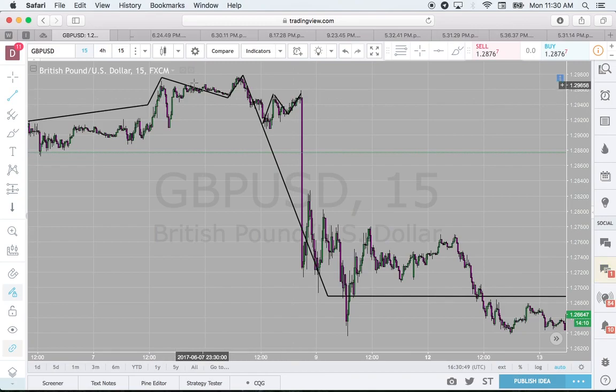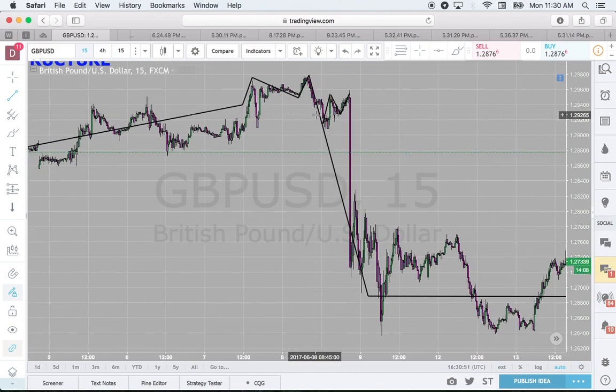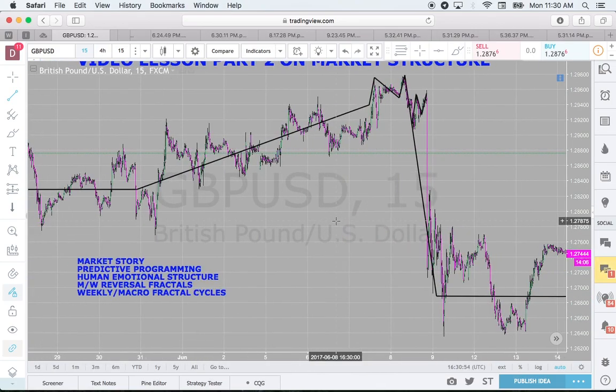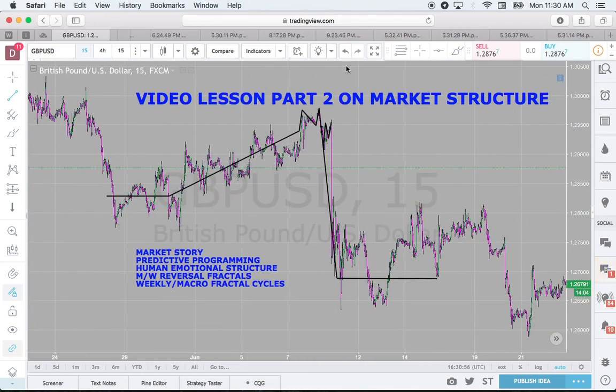So the micro inside of the macro. We'll get to why this is important right now, because you're probably wondering, well, what exactly are these M and W formations? You've probably been wondering this the entire time. What do they have to do with a story?